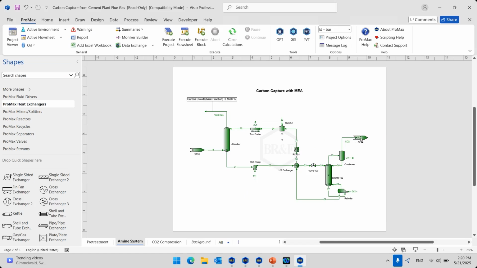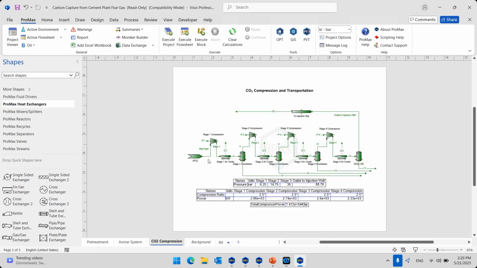The CO2 is then sent to another flow sheet, and in this one we are compressing the CO2 to a high pressure in order to send it through a pipeline to an injection site. So you see this whole process of pretreatment, carbon capture, and compression and transportation is being modeled in one complex model.